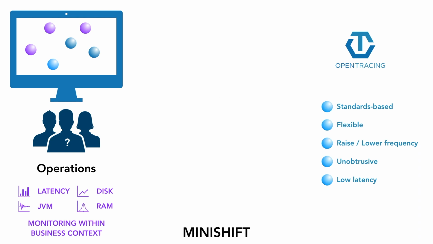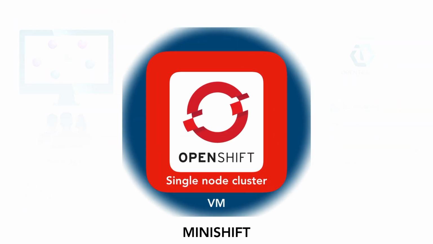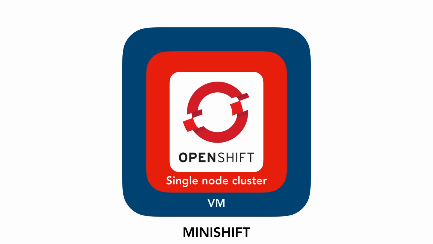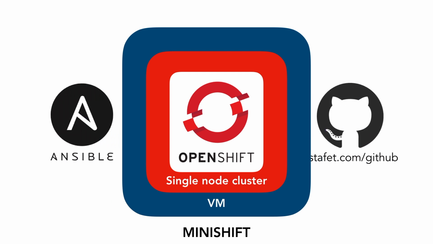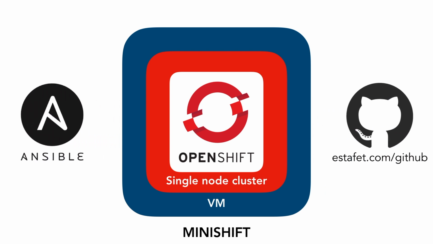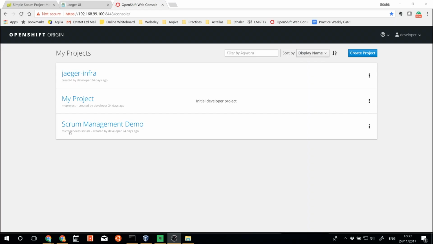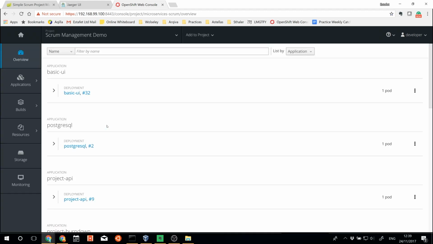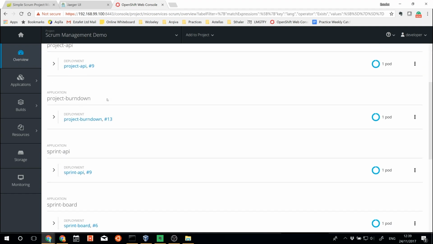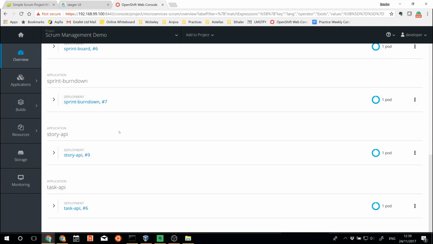We're using Minishift, meaning we can run OpenShift locally by launching a single node cluster inside a virtual machine. Build automation is done using Ansible. Full instructions and scripts for setting this up are described in our GitHub project, so we're cutting straight to the OpenShift Management console, where our scripts have created a project called Scrum Management Demo, with applications for each of the microservices, a deployment for the database, and a message broker.